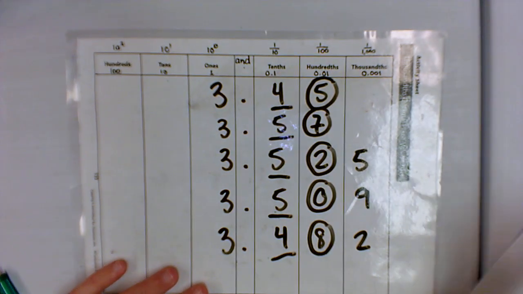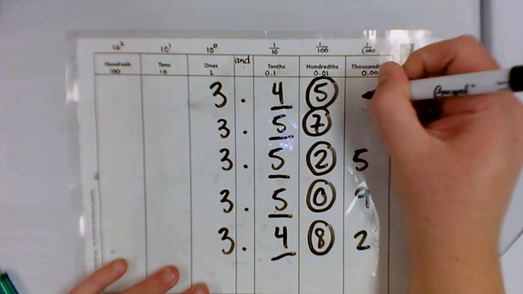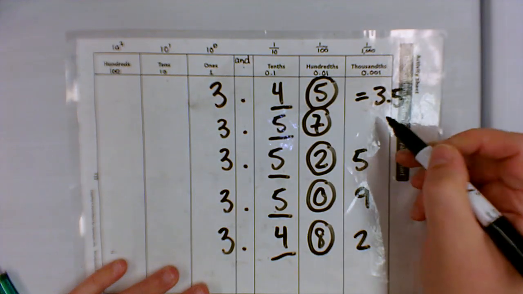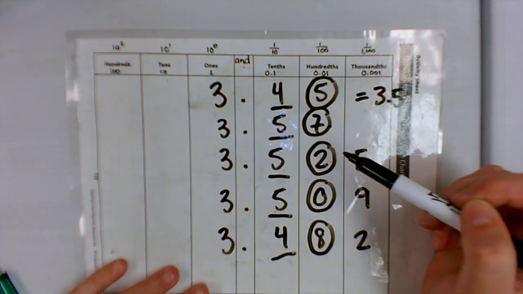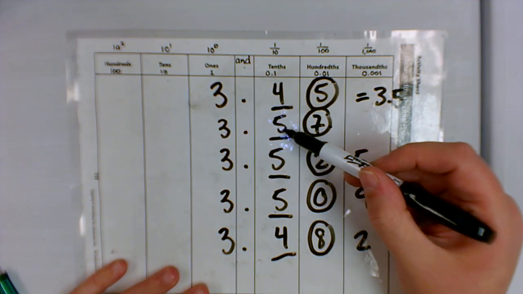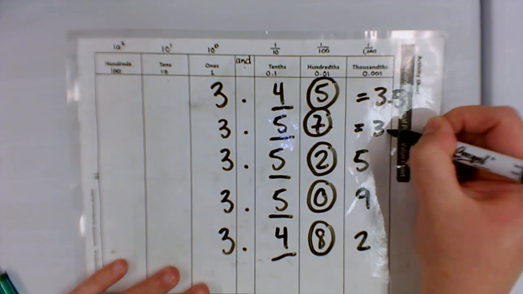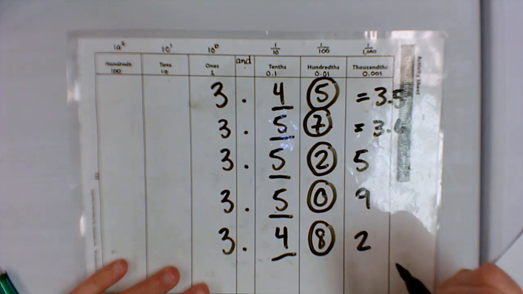So let's look at the first one here. I see we have a 5. Well, that's 5 or more, so that raises the score, which means this would equal 3 and 5 tenths. So that's our first answer. Let's check out the next one. I see we have a 7. Well, that's 5 or more. That means this number in our tenths place will raise the score. So this would actually equal 3 and 6 tenths. That's not what we're looking for, so that number will not work for us.